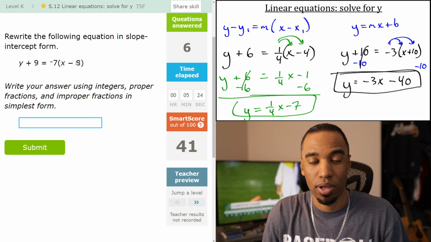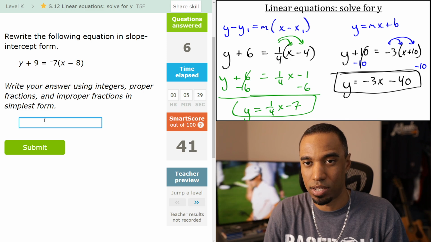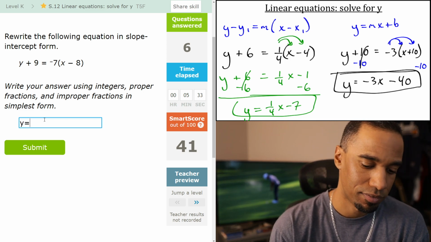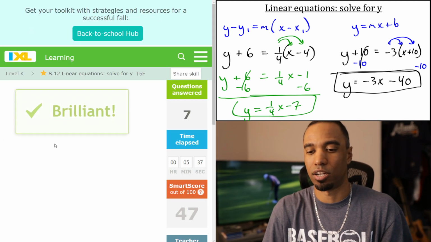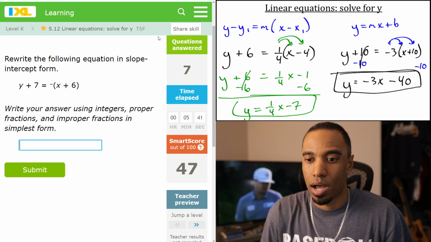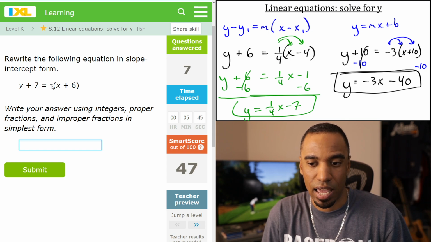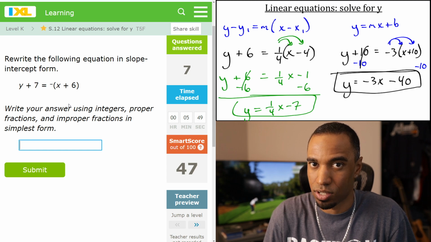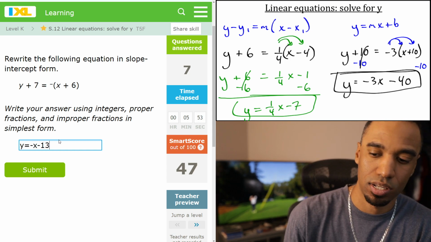Negative 7x plus 56. Subtract 9 from 56, I get 47. So y equals negative 7x plus 47. See, that's not a very fun one to graph, if you don't have that y-intercept, right? That's really high up. All right, so this one's just a negative 1 on the outside. Distribute the negative, I get negative x minus 6. Subtract 7 from negative 6, you get negative 13. So y equals negative x minus 13.